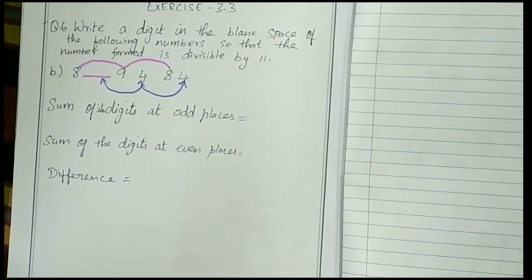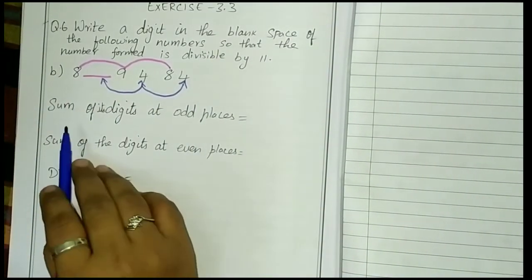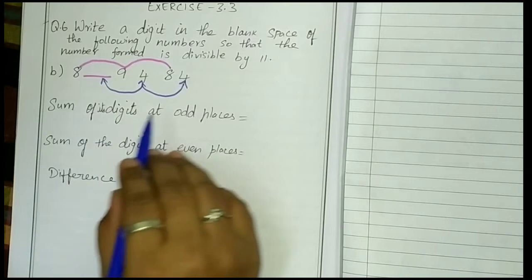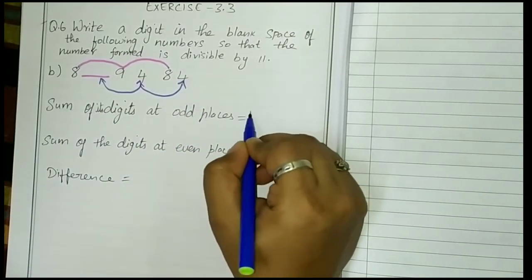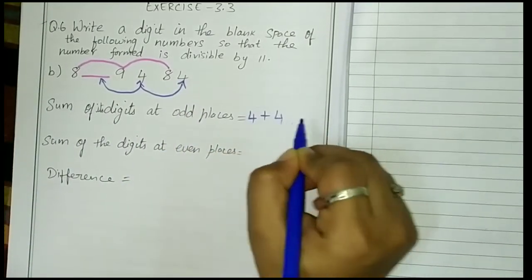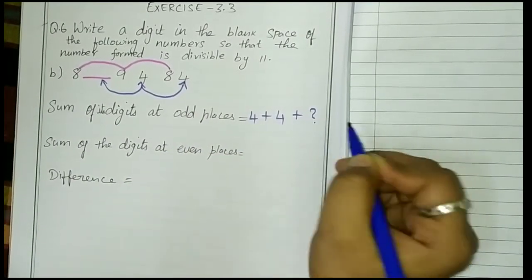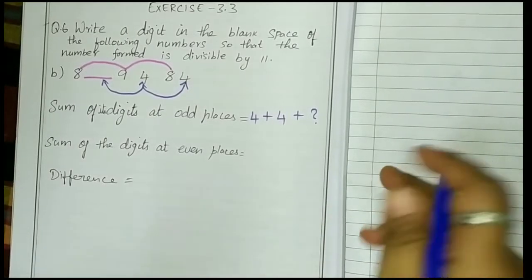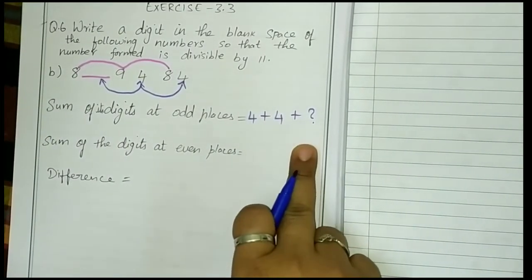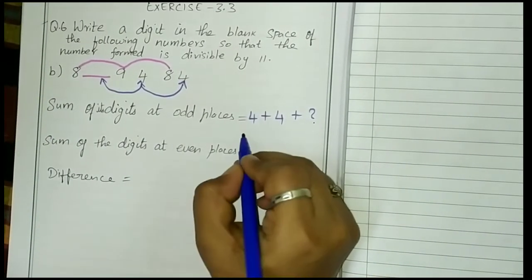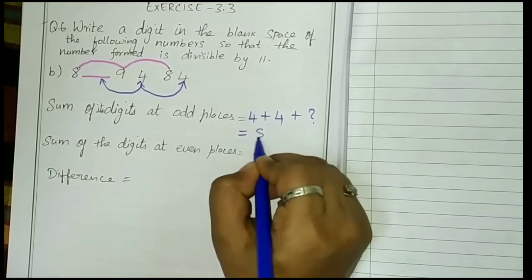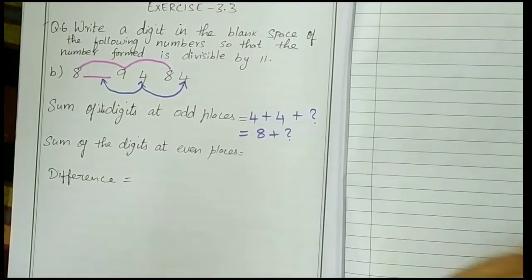Now you have to add the digits. Yes, sum of its digits at odd places. What digits are there in the odd places? 4 plus 4, plus some unknown number. That is the required digit which we want. I have written it as a question mark. So we are doing 4 plus 4, 8, plus some unknown number.